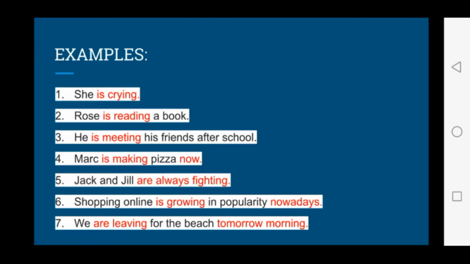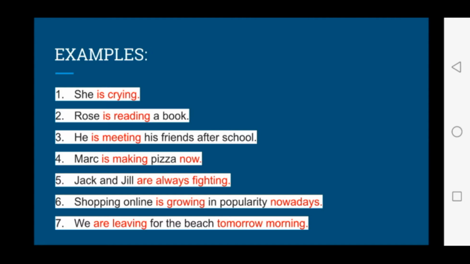So the first example is: she is crying. This is the basic sentence of present continuous tense, as we highlighted the verb tense in the sentence. And then move on to the second one: Rose is reading a book, where it can be used to express something happening right now, or to express something that is not happening right now.